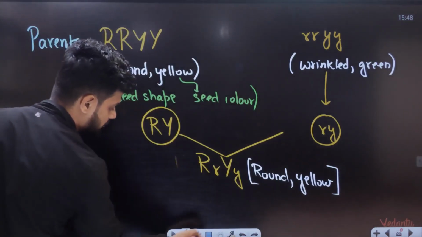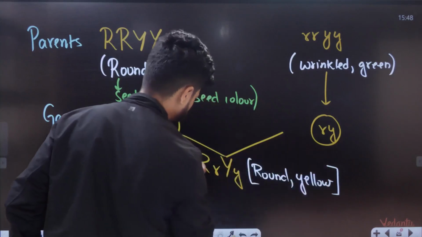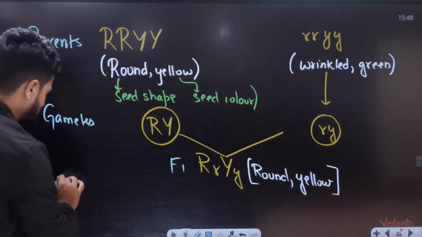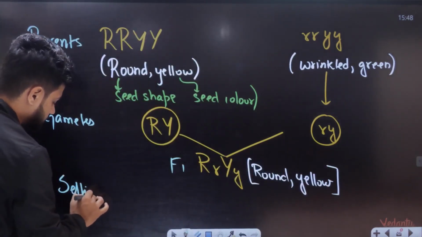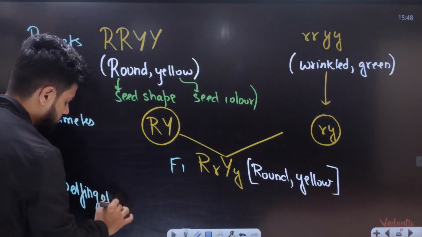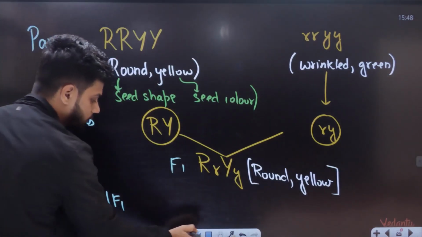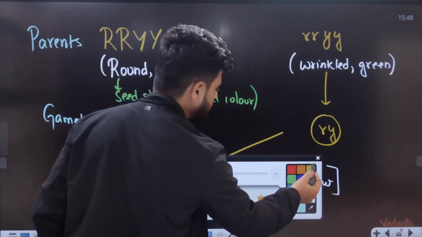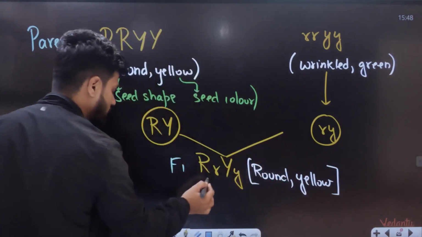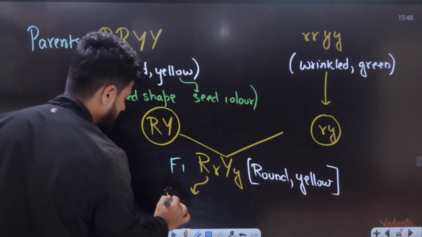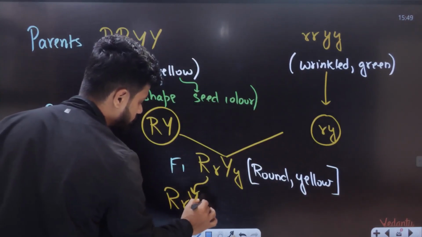This right here is the F1. Next step is called selfing of F1. To find selfing of F1, students, first you need to find the gametes, right? So first you need to find the gametes. Capital R, capital Y, small y.